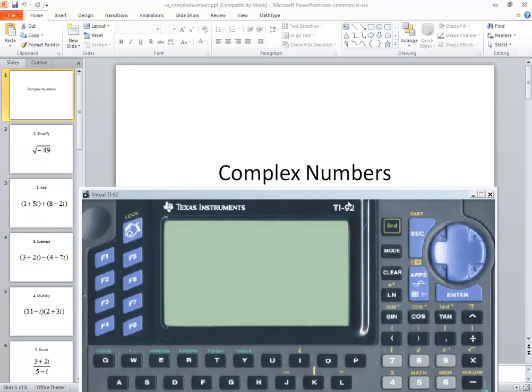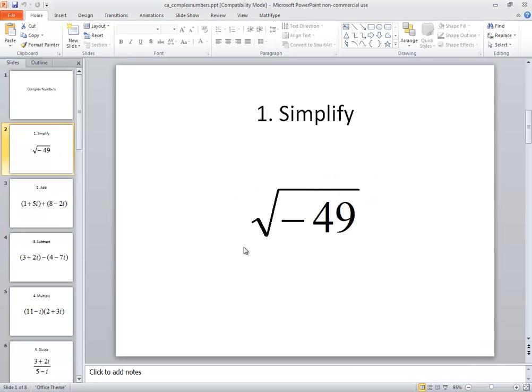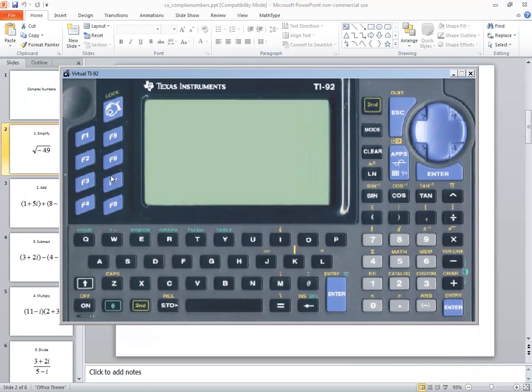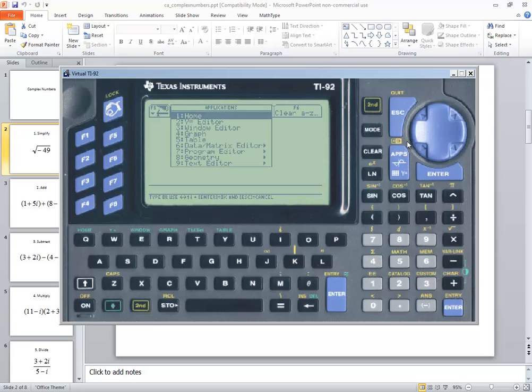Take a look at complex numbers on a TI-92 calculator. First one we'll take a look at is square root of negative 49. Okay, so square root of negative 49 on our calculator here. If you're perhaps in some kind of menu that popped up, if you press your escape, it should get you out of that.